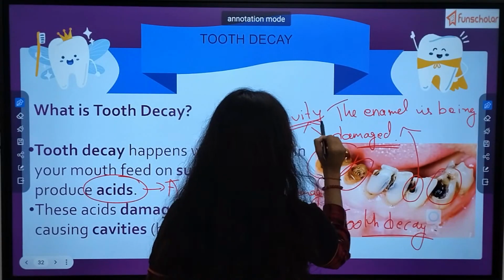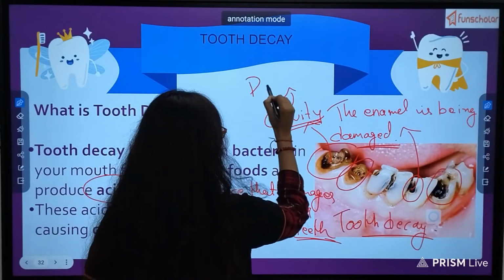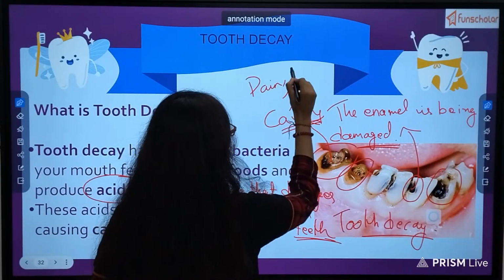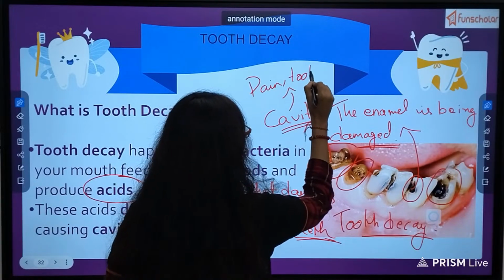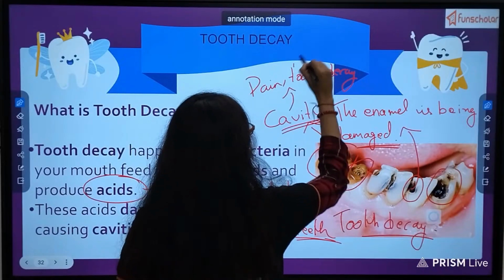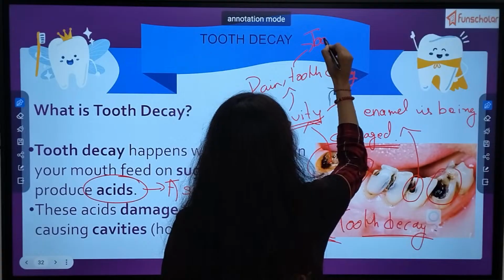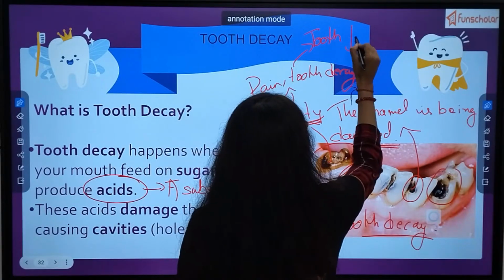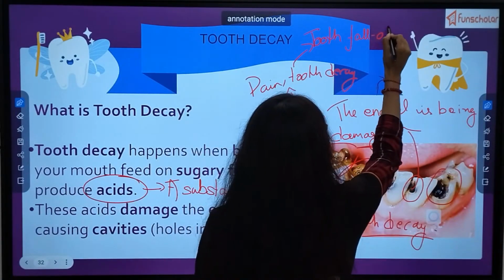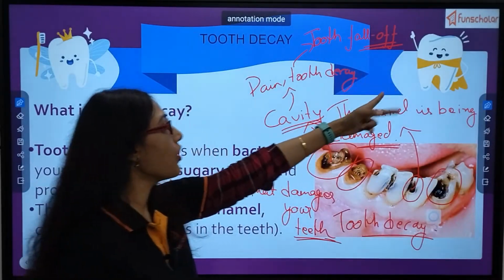And what will happen if you get a cavity? Pain, tooth decay, and ultimately it will lead to the tooth falling off.